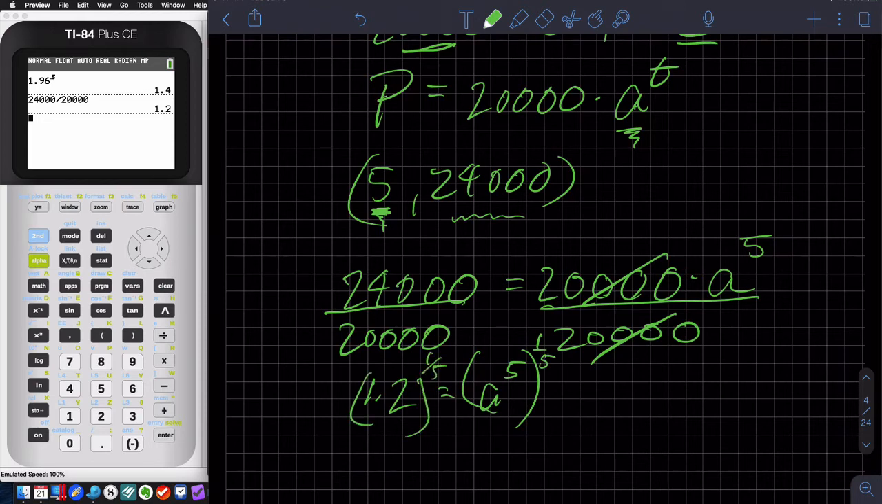5 times 1/5 is equal to 1, so I get A to the 1, which is just A. So when I do this math here, I'm going to figure out what A is. Again, how do I do that? I'm going to put 1.2 caret to the 1/5. 1 divided by 5, I put in parentheses, not because I need to, because I don't with this particular operating system in this mode, but some of you may if you have an older calculator. And so that is my A value.